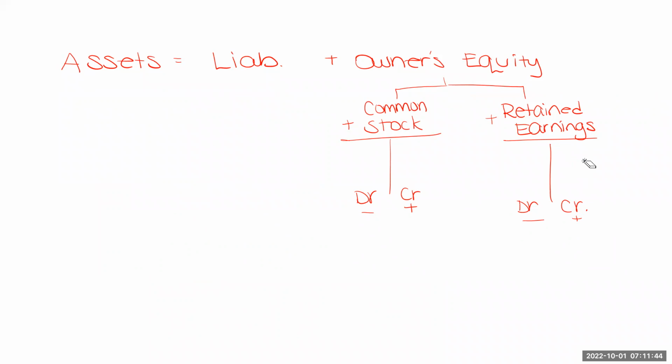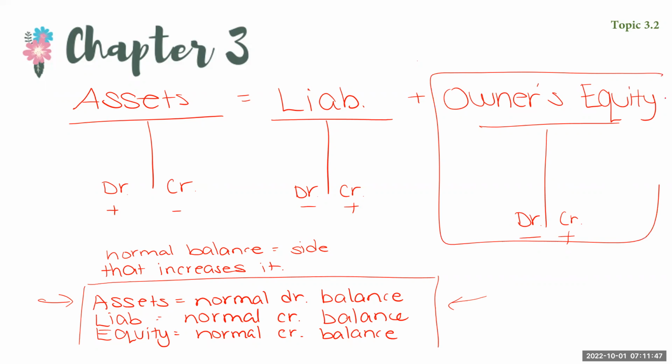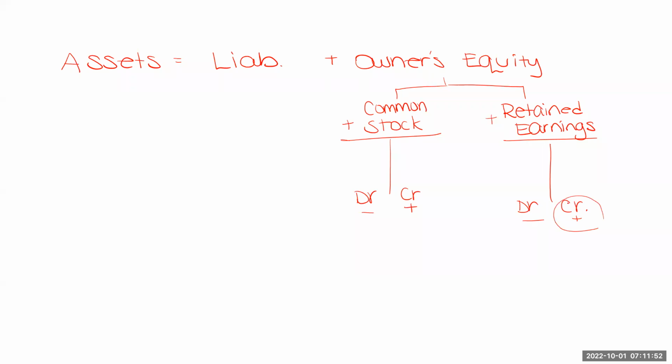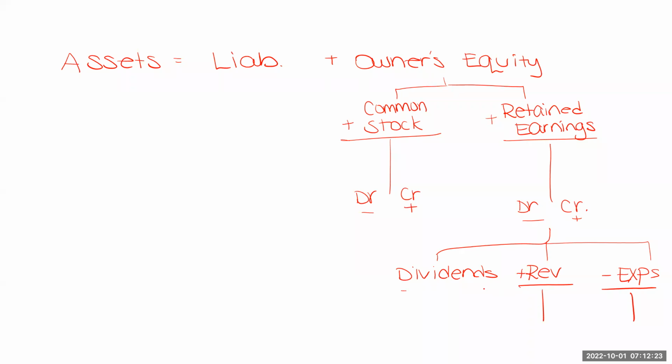Okay, so if you go back and look, it's exactly the same. Owner's equity increases to the owner's equity account go on the right or credit side. Okay, not too bad. What about for the accounts that make up retained earnings? So if you remember, retained earnings is made up of dividends, revenue, and expenses. Let's give each one of those a T account.